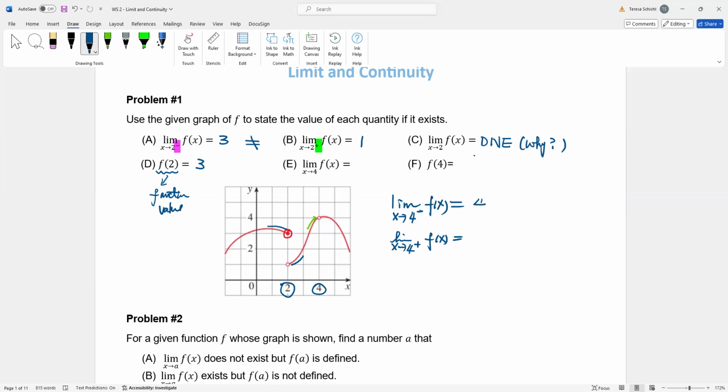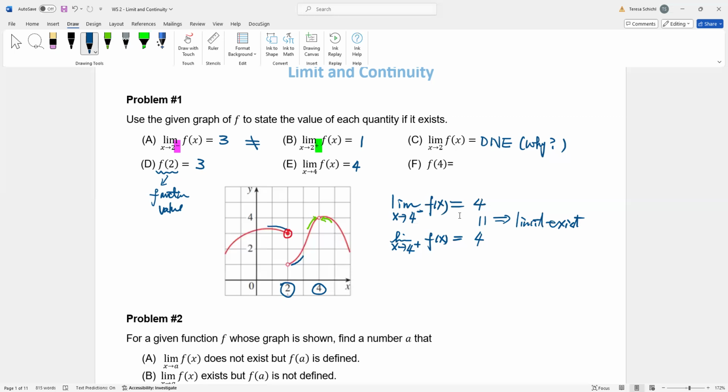Approaching 4. The same way, if the limit approaches 4 from the right-hand side, my function value gets closer and closer to here. What will the function value be close to? It's close to 4. Oh wow, they are equal. So I know the limit as x approaches 4 is equal to 4. The limit exists because the right-hand limit equals the left-hand limit. That's great.